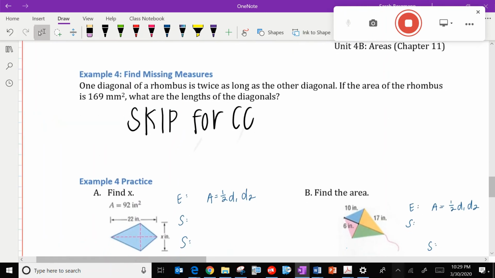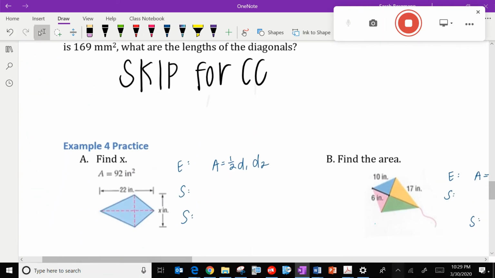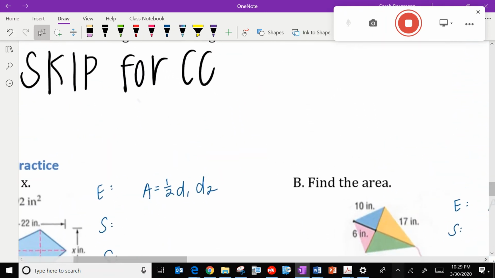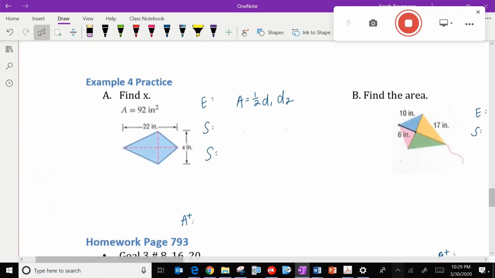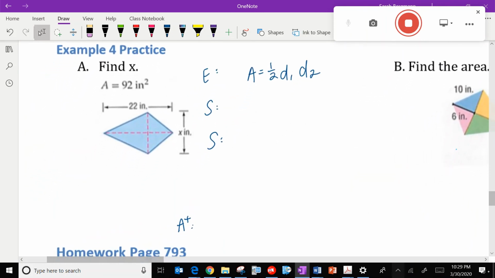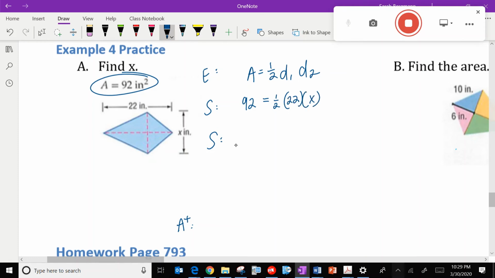Okay, go to the next page. We are skipping this finding measures, and we're moving on to these practice problems. So this first one, we're finding x. So set it up. We know the equation for area of a kite is 1/2 diagonal 1 times diagonal 2. Substitute. I know the area is 92 inches since it told me here. Times 1/2. One of my diagonals is 22 inches. My other one is x.